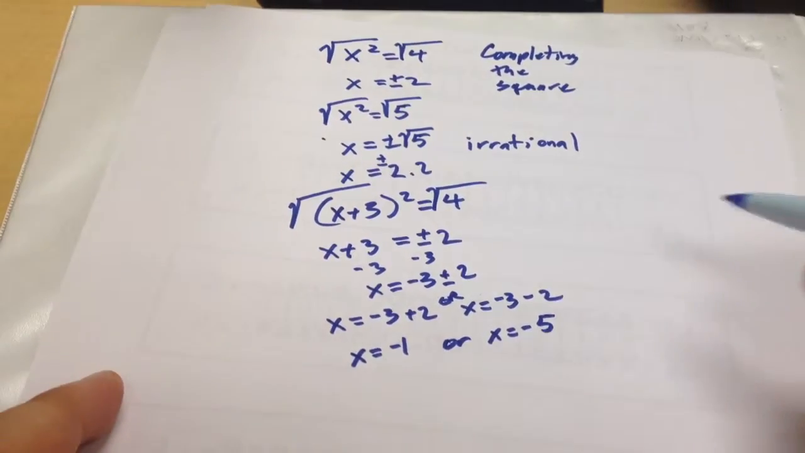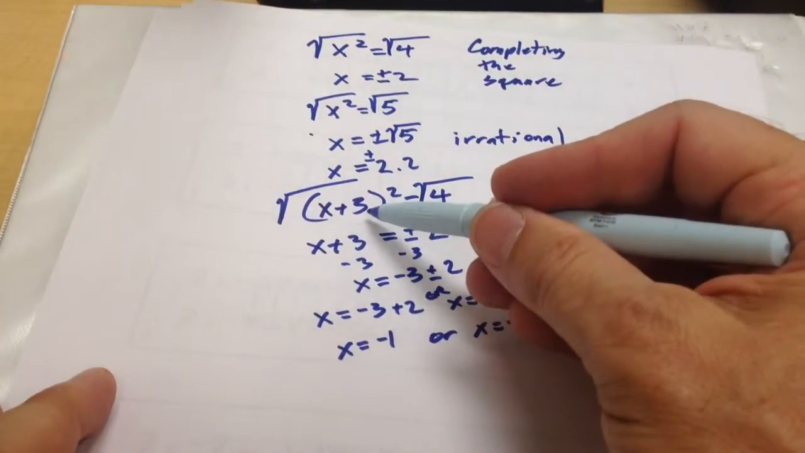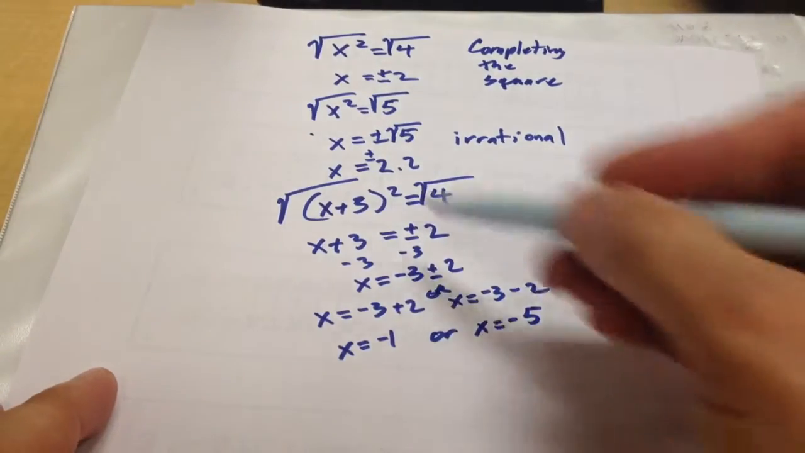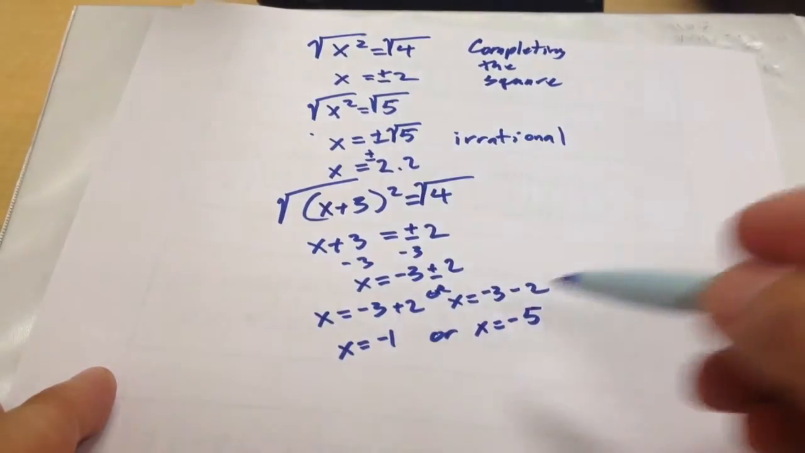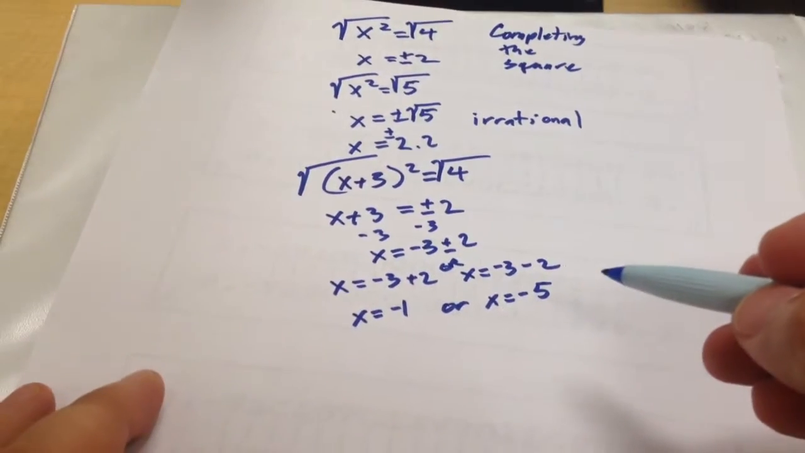Both those answers work in the original problem. Negative 1 plus 3 is 2, 2 squared is 4. Negative 5 plus 3 is negative 2, negative 2 squared is 4. Both work. All right, let me give you one more example.